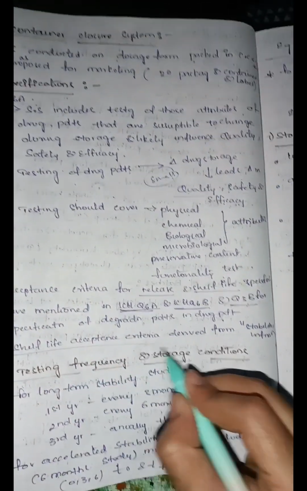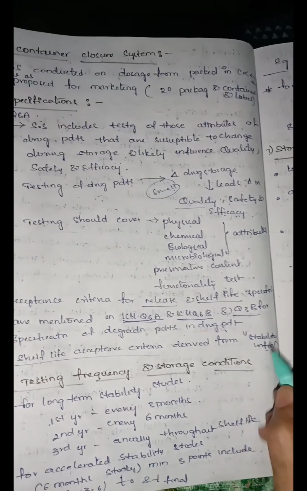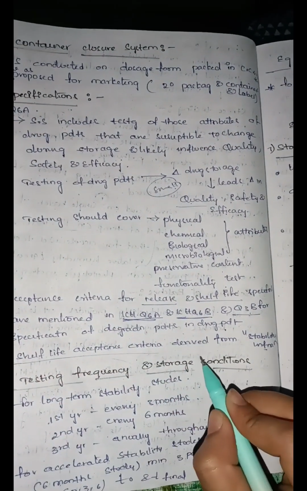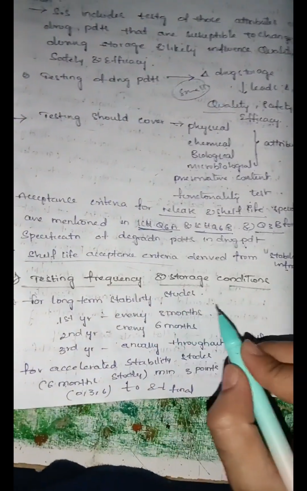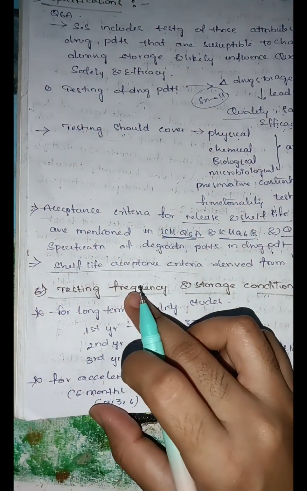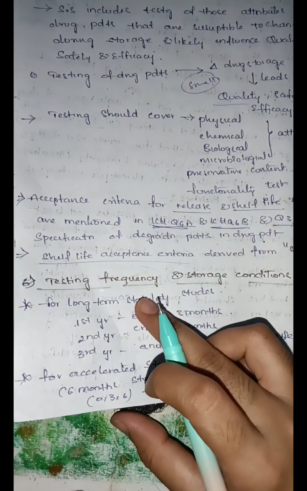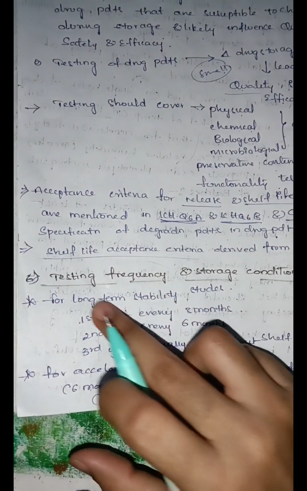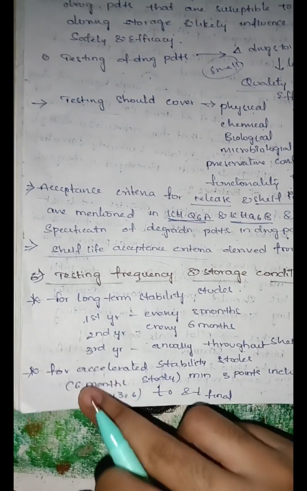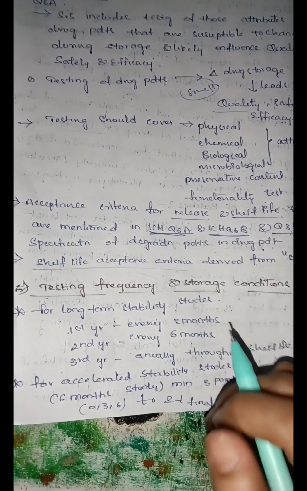Shelf life acceptance criteria are derived from stability information, and here these shelf life acceptance criteria are mainly based on the stability information of all products. Testing frequency and storage conditions. Testing frequency should be done in an alternate manner, such as every 3 months, every 6 months, or yearly. For example, for long term stability studies, accelerated stability studies and intermediate stability studies.